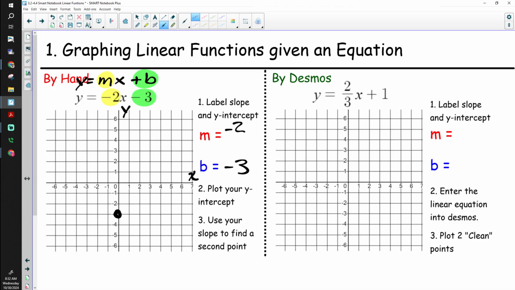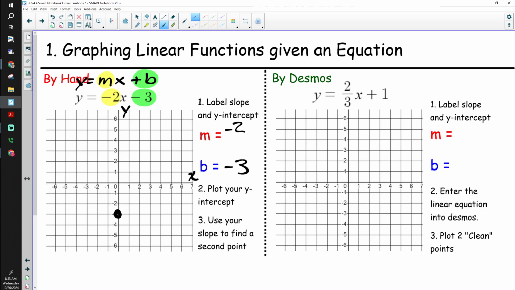And if you didn't know, in order to graph a line, we need 2 points. With 1 point, we don't know how steep the line is. We could draw a line through that point any way we'd want, but when you have 2 points, there's only one line that goes through 2 points. So to find your second point, we use our slope and our rise over run.